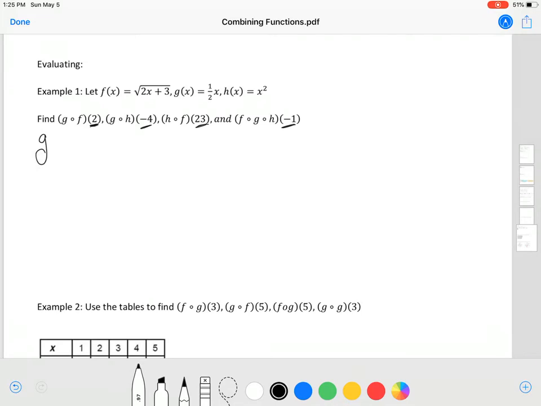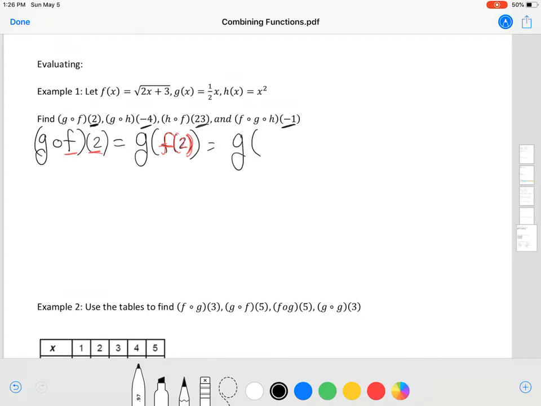We're going to start off with g of f of 2. That means I'm going to take f of 2 and plug it into the function g. Let's do this in red so you can see the difference. Since f is on the right, when I rewrite it, I'm going to have g of f of 2. f of 2 is going to be on the right and g is going to be on the left.